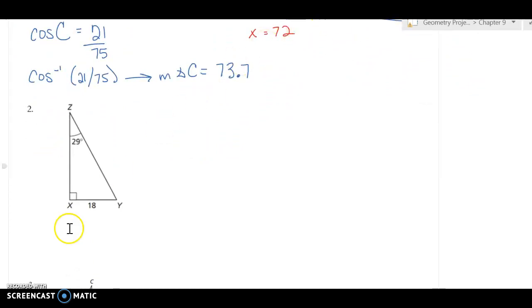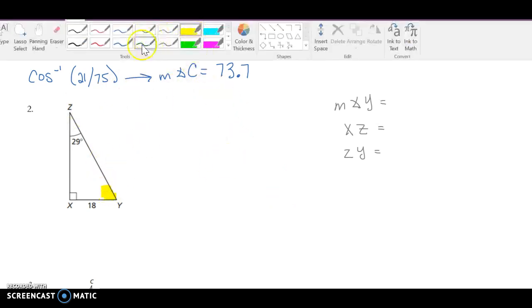And then when you think you have it, go ahead and press play. Okay, so you should have listed that the measure of angle Y was missing, that XZ was missing, and XY is missing. I think the easiest one to find is this first angle, right? Because what do the angles in a triangle add up to? That's correct, they add up to 180.